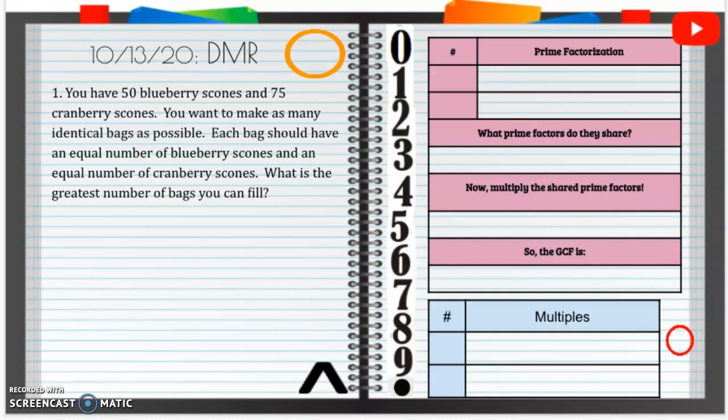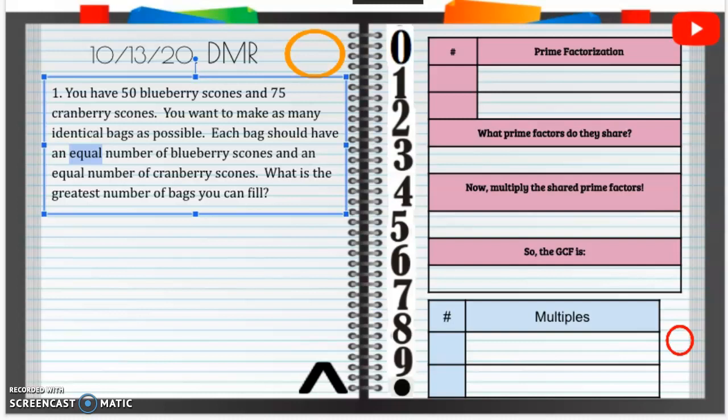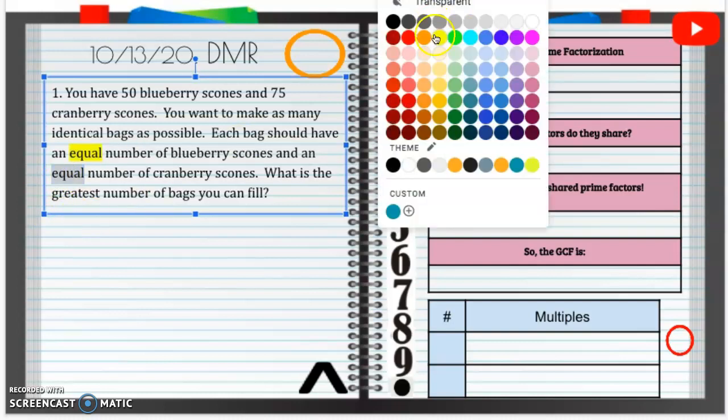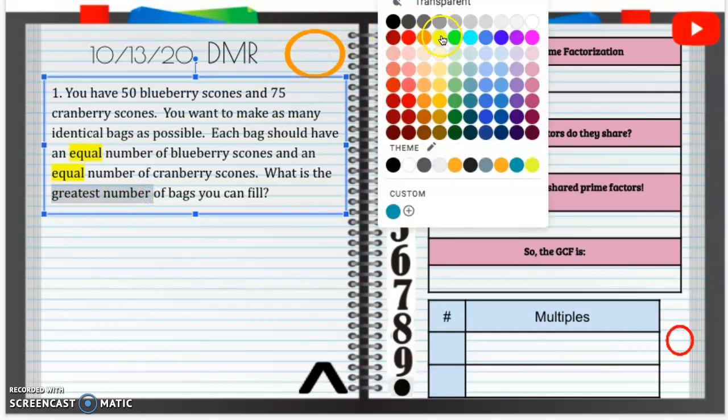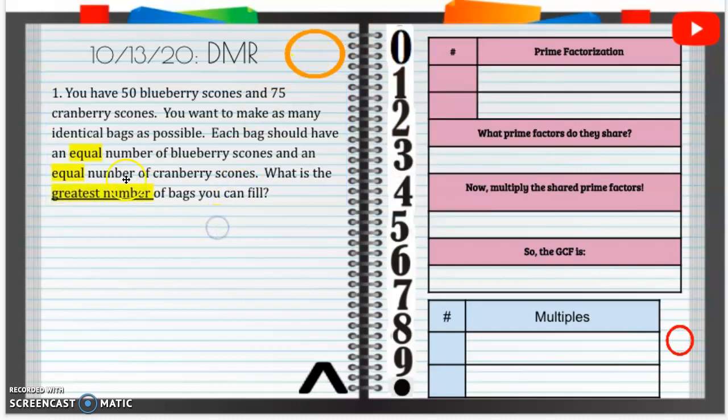All right, so let's take a look and see. We have to figure out, first of all, if it's greatest common factor, where we need to do our prime factorization, or if it's least common multiple, where we find our multiples. So let's take a look. Each bag should have an equal number of blueberry scones and an equal number of cranberry scones. So that equal is going to give us a hint. What is the greatest number of bags that you can fill? That keyword of greatest is really the biggest hint here. We're going to find the greatest common factor.